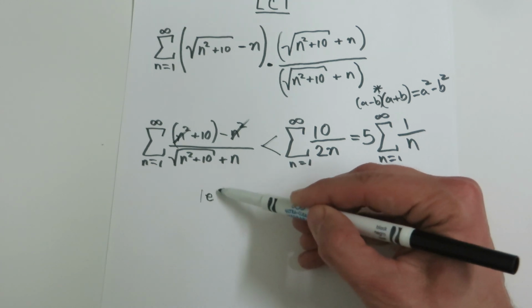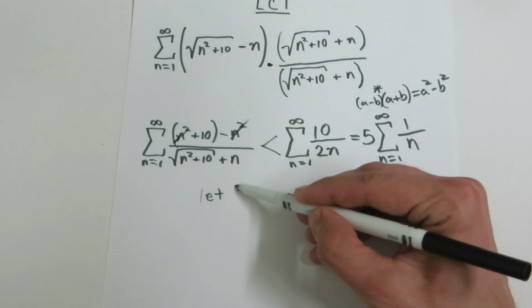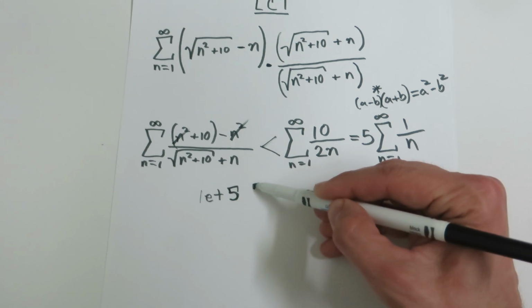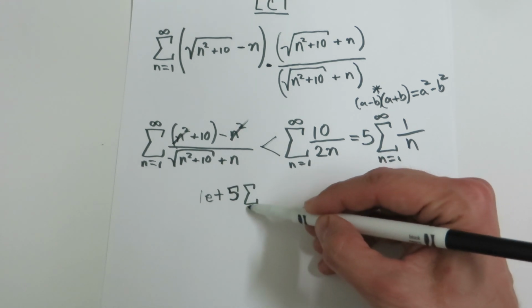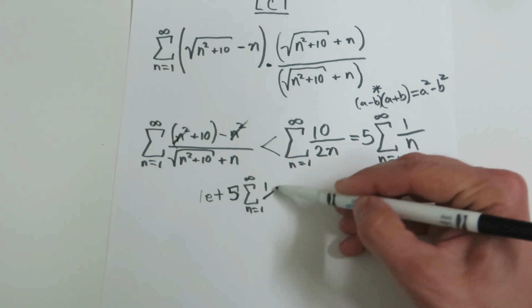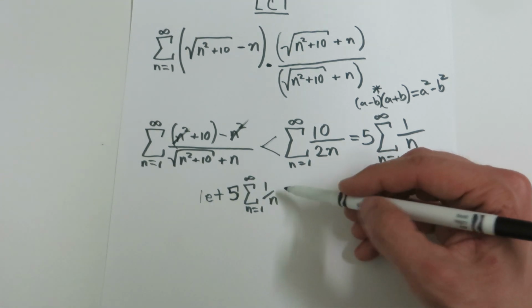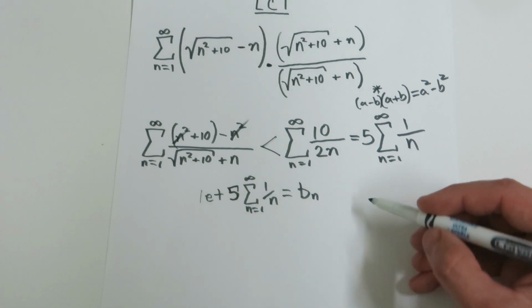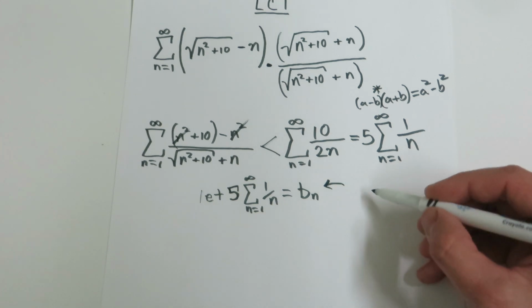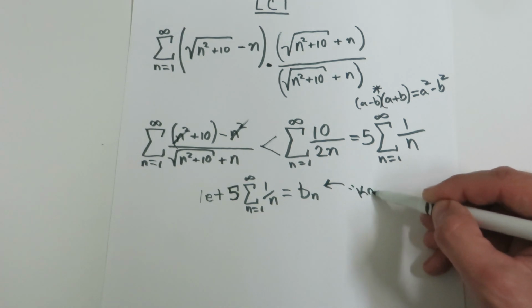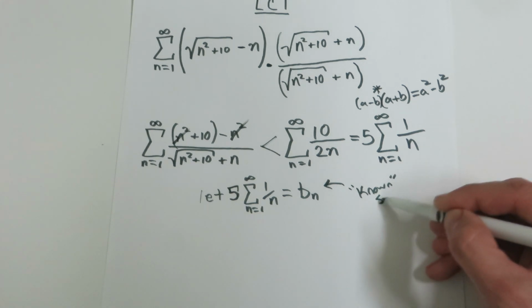Let's let 5 times the series of the harmonic series equal our b sub n. So in other words, this is our known series. We know the outcome of this. It's divergent. This is our known series.